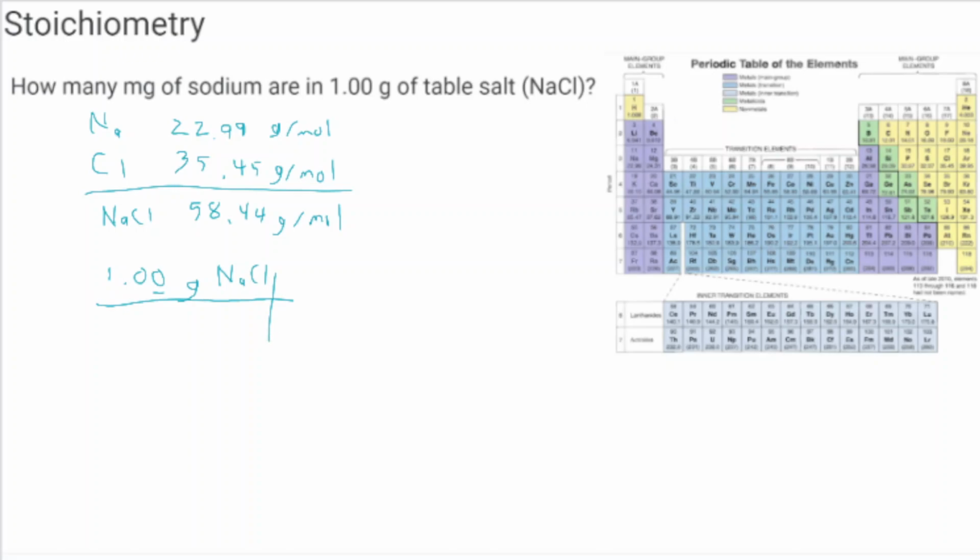And then I need to figure out what I'm going to put on the bottom, so we need to look for some sort of unit or quality that has grams of sodium chloride, and we need to put that in the lower section here. Now, the only thing we have is this molar mass we just figured out. So that's going to be 58.44 grams of sodium chloride for every 1 mole of sodium chloride.